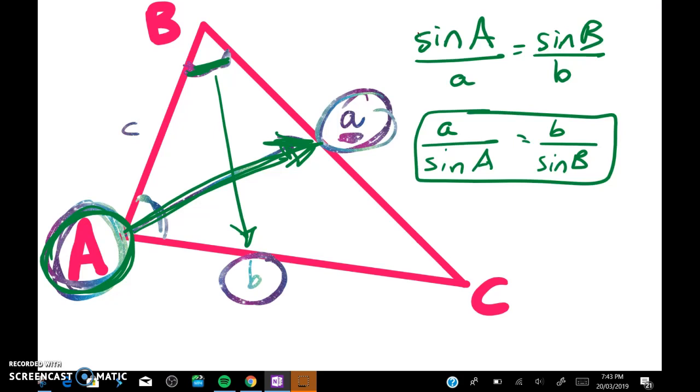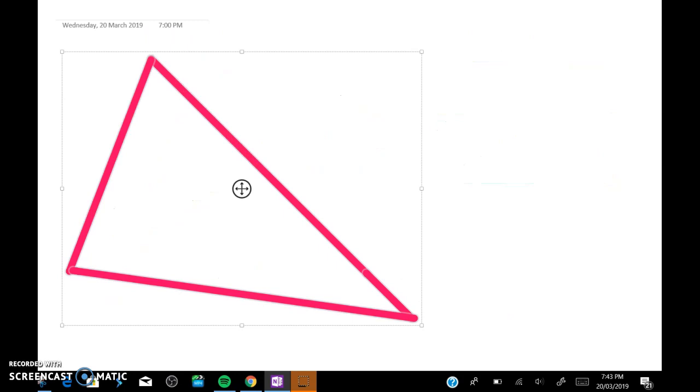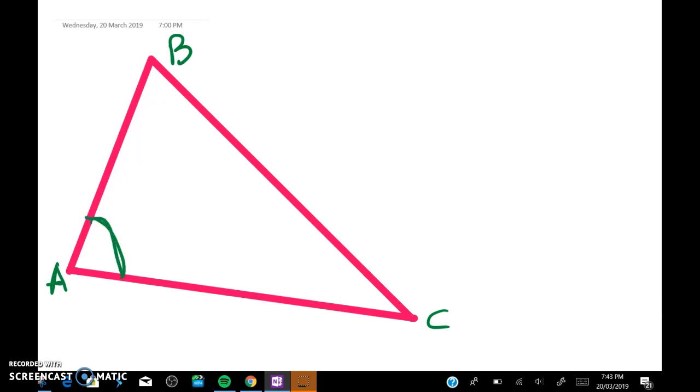So what happens if I'm in a situation where I know quite a lot of stuff, but it just doesn't fit that pattern? So here's my triangle again, right? Here's big B, big C, and big A. So suppose that I'm in the unfortunate situation of knowing this angle A, but not knowing side length a, but knowing side length c and side length b. So I still know two side lengths, but they're the wrong ones. So this is where the cosine rule is going to come to the rescue.